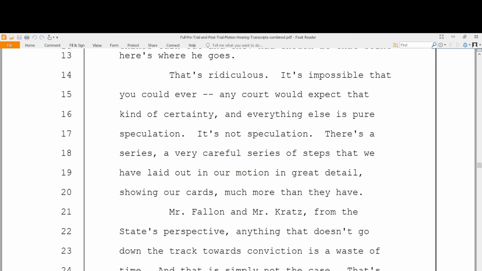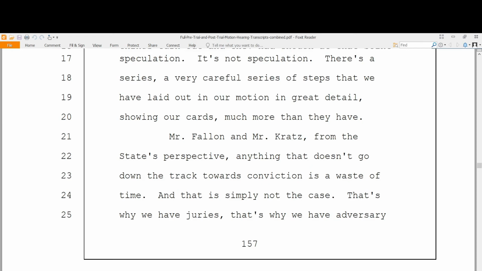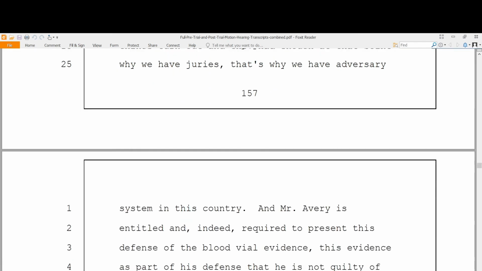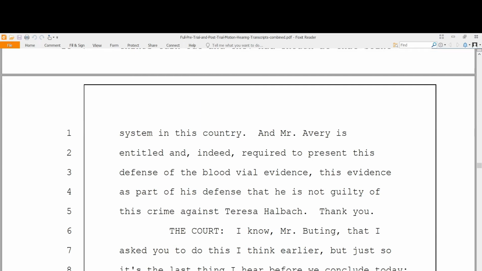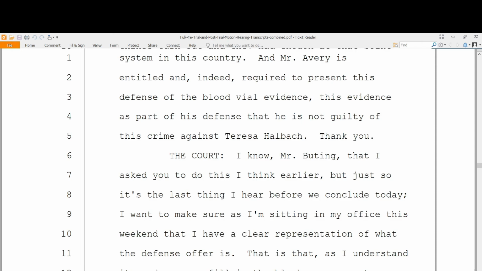It's not speculation. There's a careful series of steps that we have laid out in our motion in great detail, showing our cards much more than they have. Mr. Fallon and Mr. Kratz, from a state's perspective, anything that doesn't go down the track towards conviction is a waste of time, and that is simply not the case. That's why we have juries, and that's why we have the adversary system in this country. And Mr. Avery is entitled, and indeed required, to present this defense of the blood vial evidence.